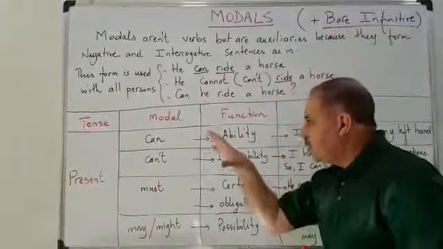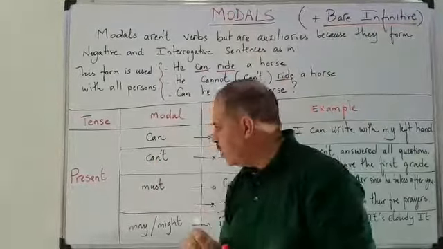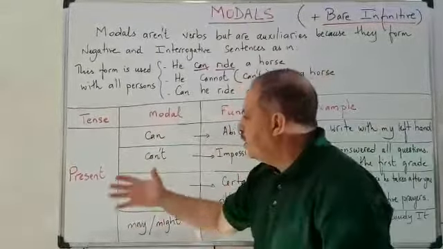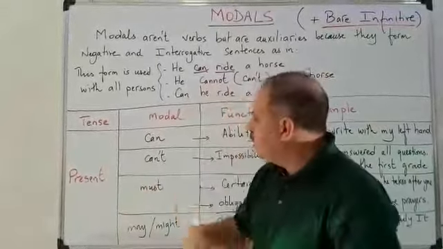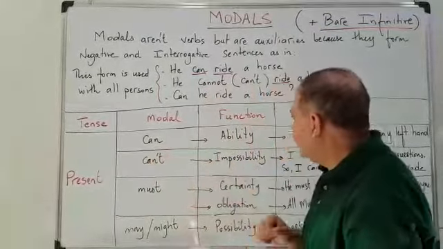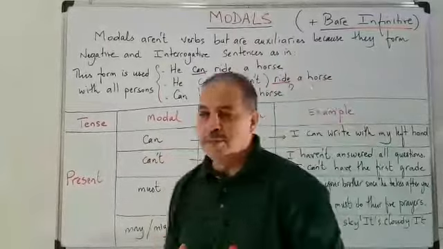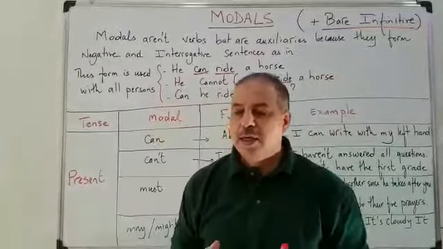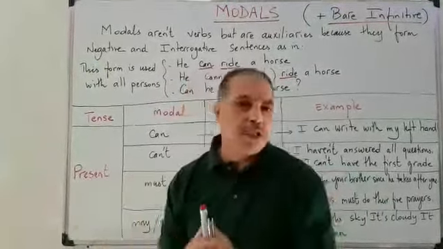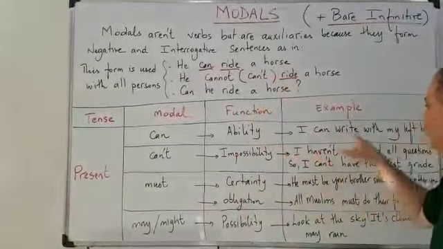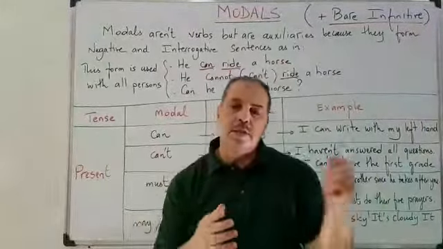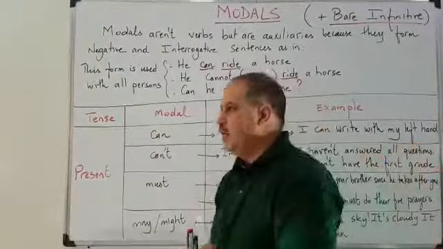So, I have chosen some examples, like the tense, modal, function and example. So when the context is in the present, فاش كيكون السياق في الحاضر، can means ability. The function is ability. Means المعنى بالعربية الاستطاعة. فاش كنقول كنعبر عن أنني أستطيع فعل شيء. Example: I can write with my left hand. أنا أستطيع الكتابة باليد اليسرى.